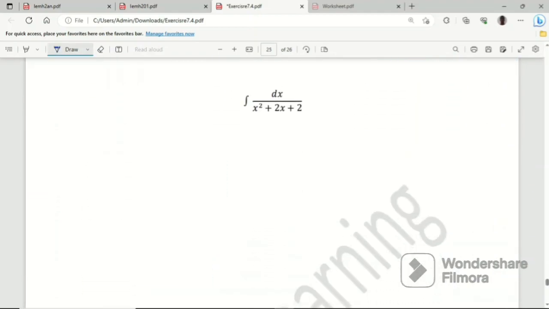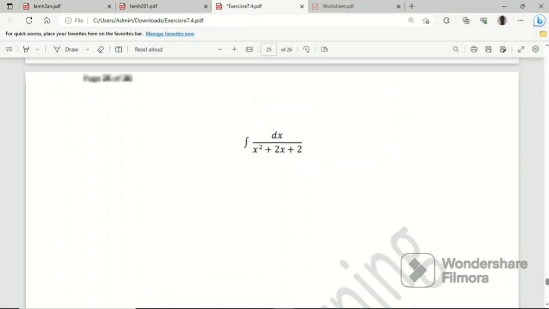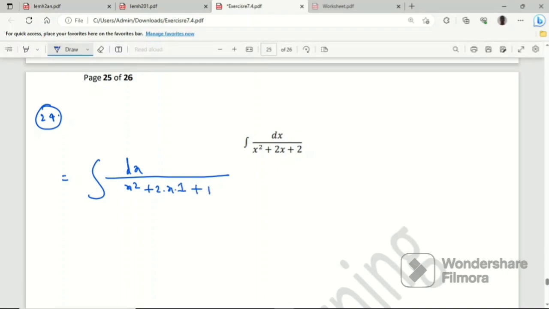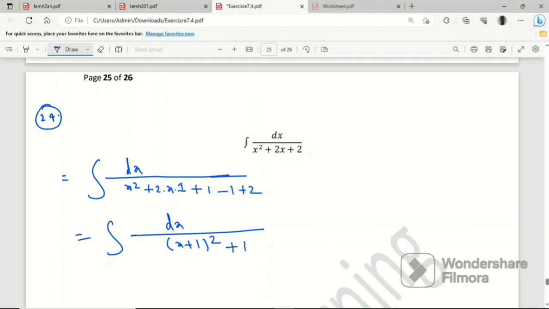Moving on to the 24th number. It is a simple quadratic equation. You need to convert it into the required form at first. So it is dx upon x square plus 2 into a into b, here 1. So b I have to add also, subtract also, plus 2. So I'll get dx upon (x plus 1) whole square, okay. And then minus 1 plus 2, I'll get plus 1, that is 1 square I can write obviously.